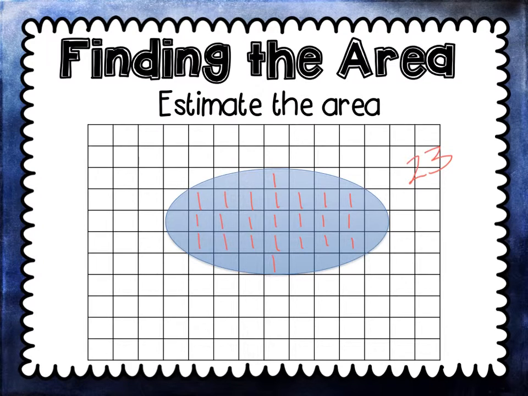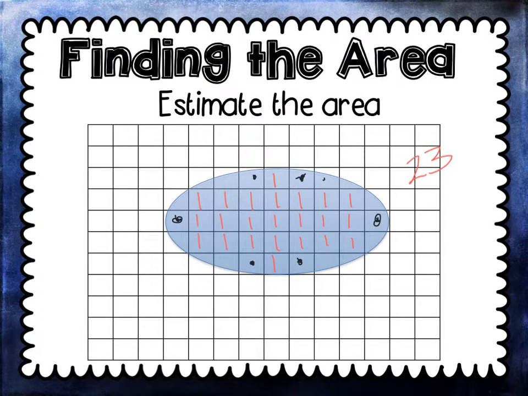Okay, so we're going to look at the pieces we have left and see which ones we think could be a whole square unit. These ones are so close to being a square unit that I'm going to just count them as full square units. Whoops, not that one, this one. So far we have 1, 2, 3, 4, 5, 6 that are really close to being square units.